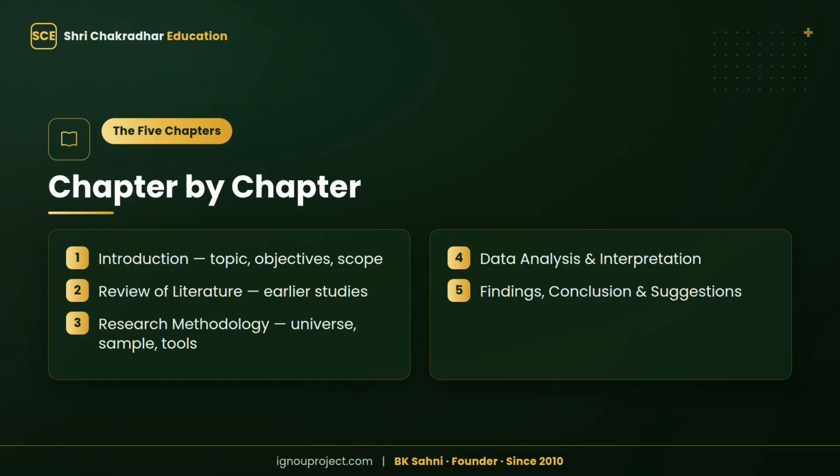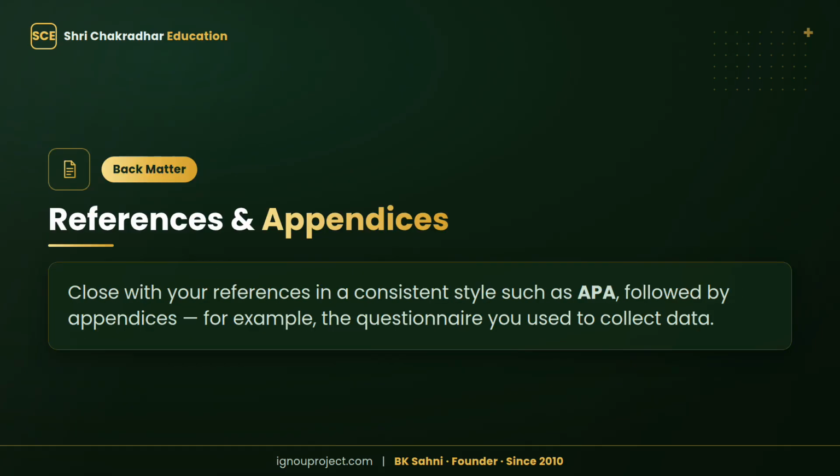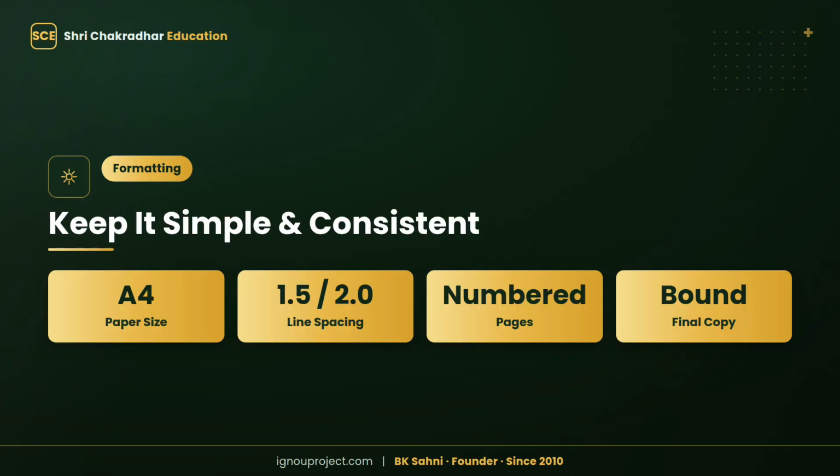Chapter 5. Findings, conclusion, and suggestions. The answers and your recommendations. After the chapters come the back matter, your references in a consistent style such as APA, and any appendices like your questionnaire. On formatting, keep it simple and consistent.